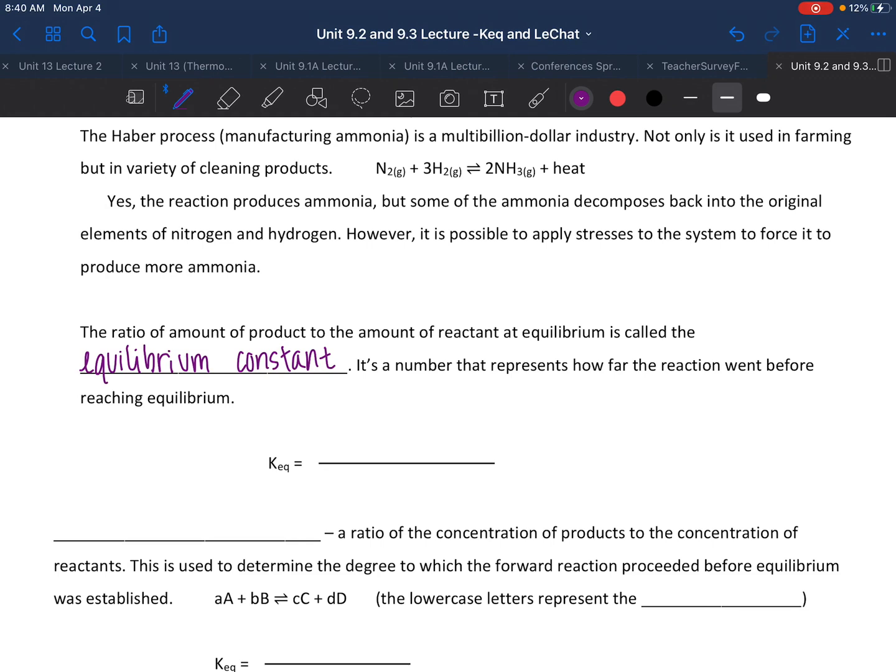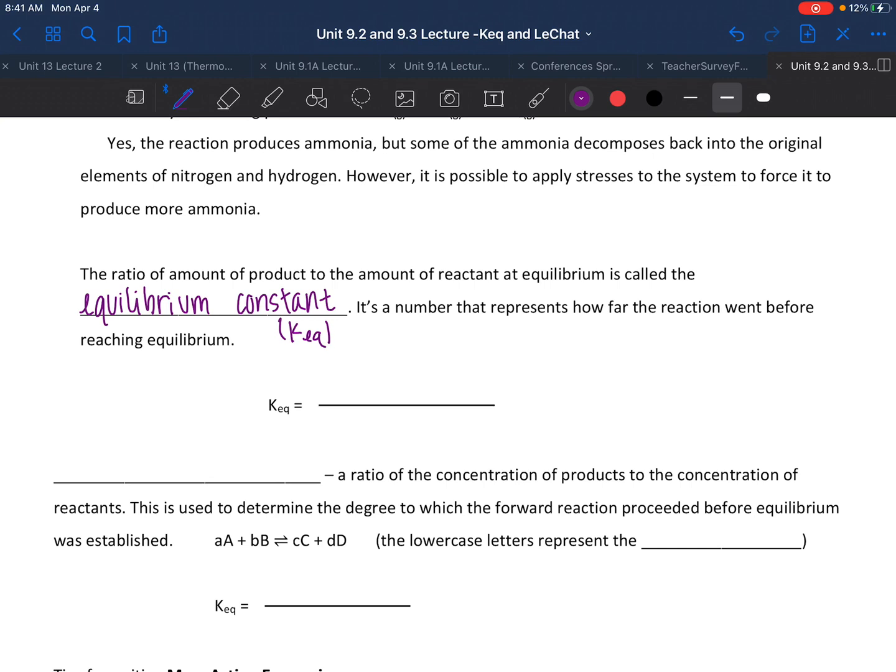And so again, this KEQ, capital K, little eq, is the number that represents how far the reaction went. So how much product were we able to make before the rates became equivalent? And so we just write it as the concentration of products, bringing back those ideas of brackets representing concentration, over the concentration of reactants.